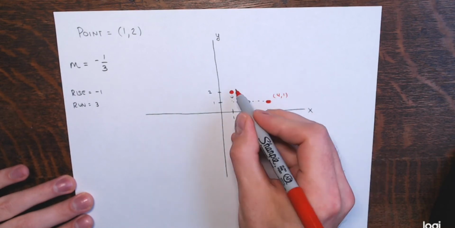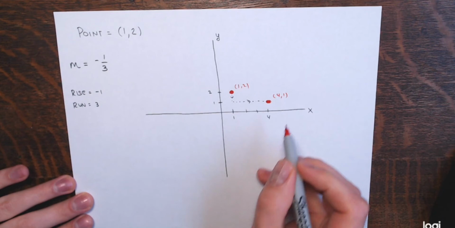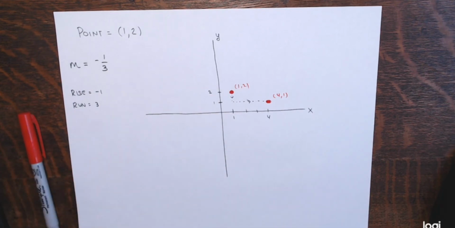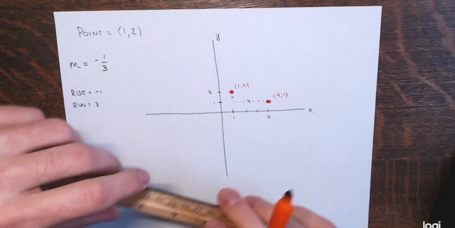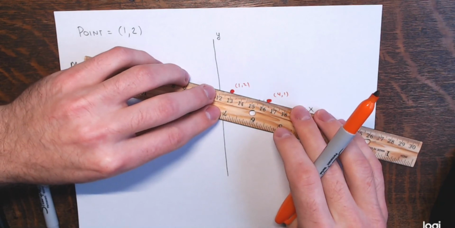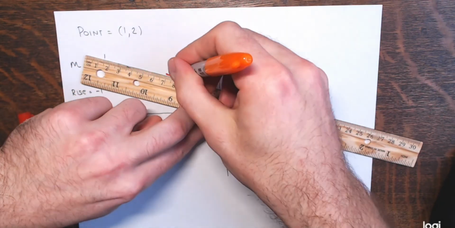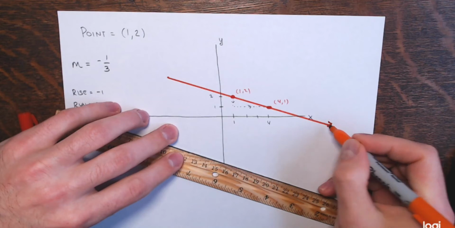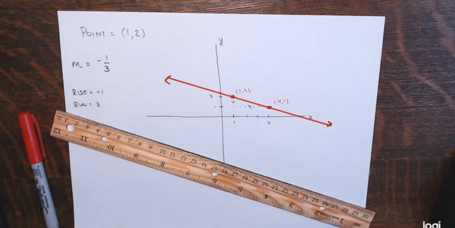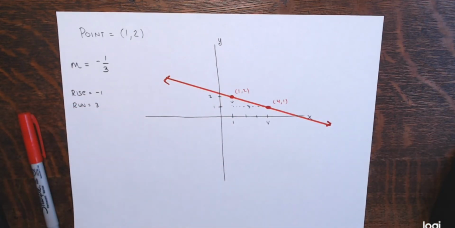Right, so 1, 2's on the graph, 4, 1's on the graph, and then we can draw the rest of the line in through those 2 points. Right, you only need 2 points to determine a line. And there we go. Right, there's the line we're asked to draw.